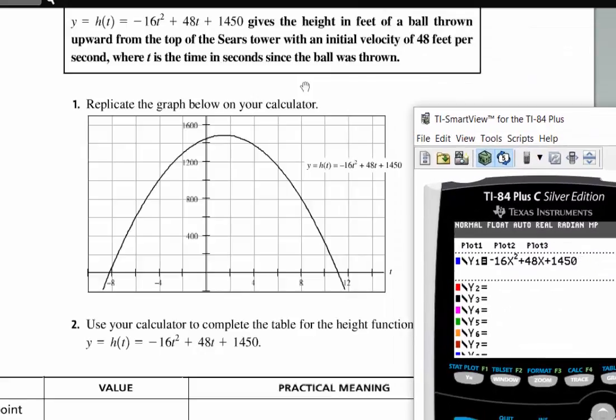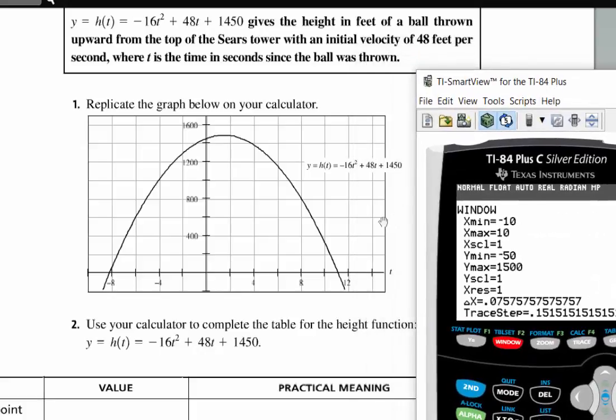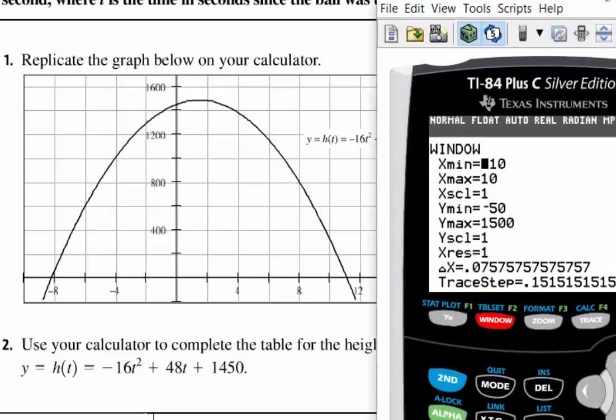Now, when I look at their graph, I'm thinking about a window. So if I press the window key on my calculator, it looks like they go from, say, negative 10 to positive 14 or positive 16, whatever you want to do. But as long as we go past this negative 8 and past positive 12, that would be good for our range on the x-axis. And on the y-axis, it looks like they're counting by 200s, and they go up to maybe 1,700 or so. So I'm going to enter my window now.